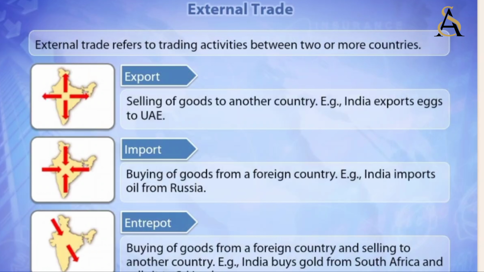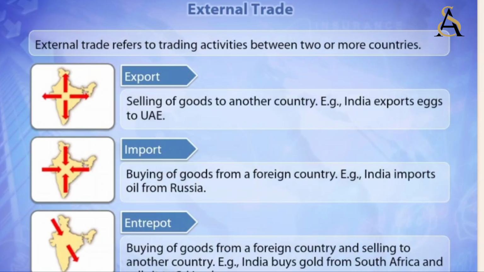These are of three types. Number one, export, which means selling of goods to another country. For example, India exports eggs to UAE. Import, on the other hand, means buying of goods from a foreign country. For example, India imports oil from Russia.